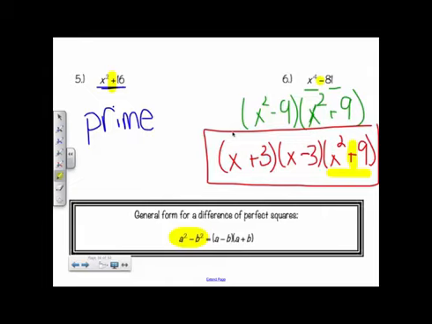That's one of the two special cases that we wanted to talk about in this lesson. The other special case we will be talking about during our 5A class.